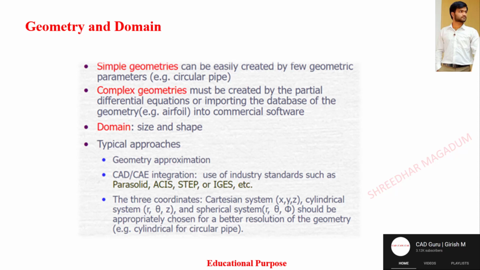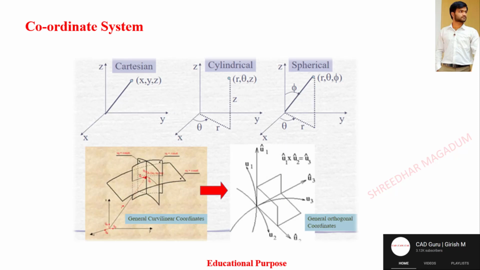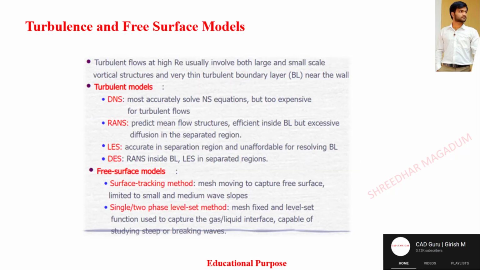Okay, there are different types of coordinate systems, that is Cartesian coordinates, cylindrical and spherical coordinates. Depending upon that we need to define the coordinates. Consider the turbulence and the free surface models.